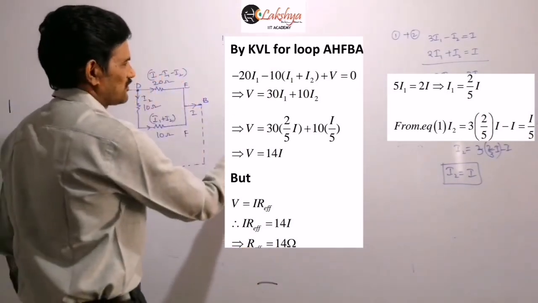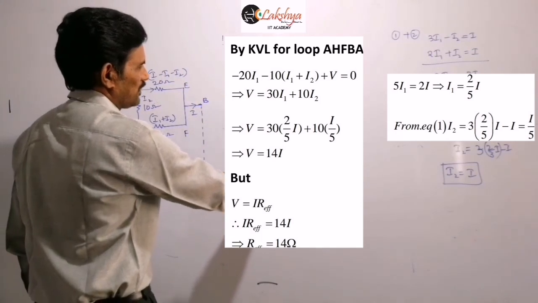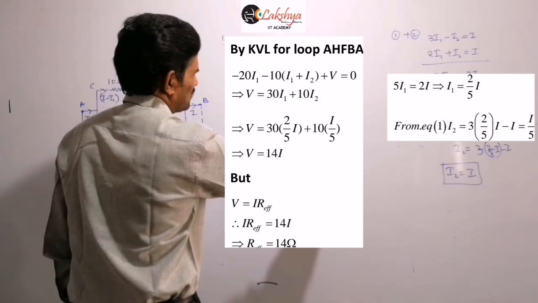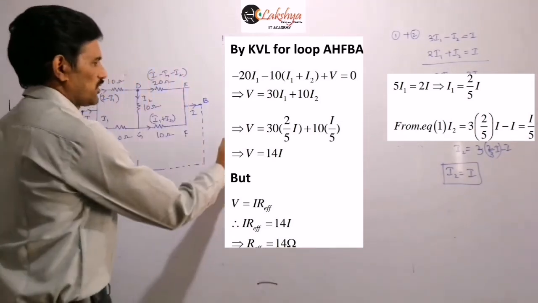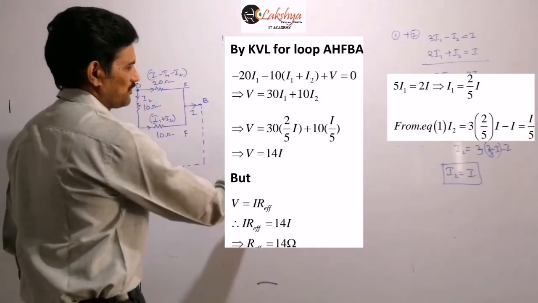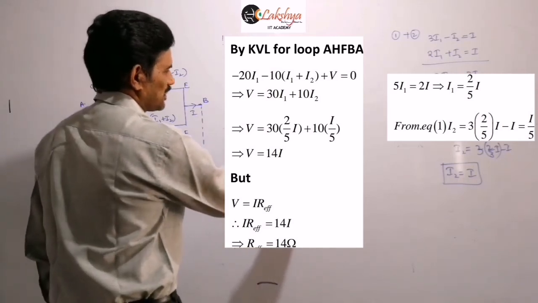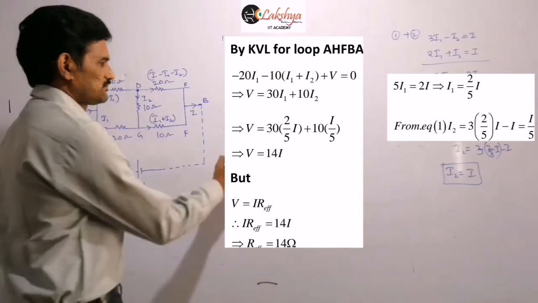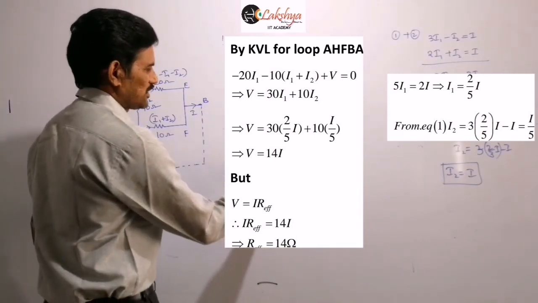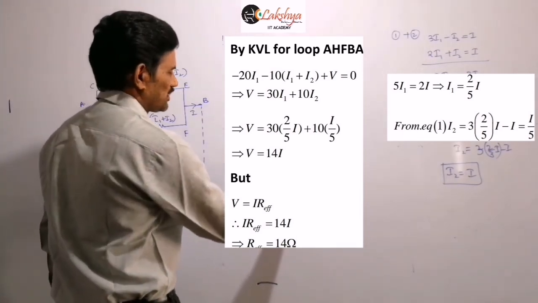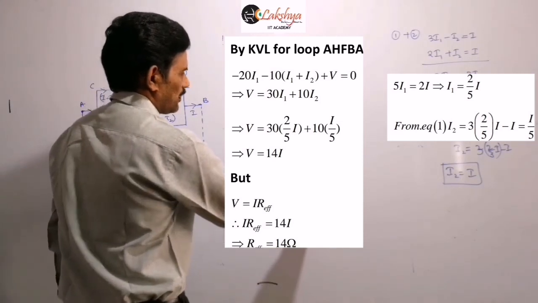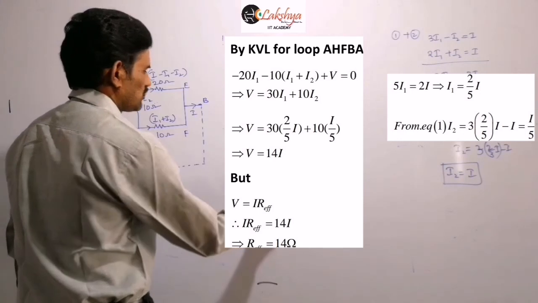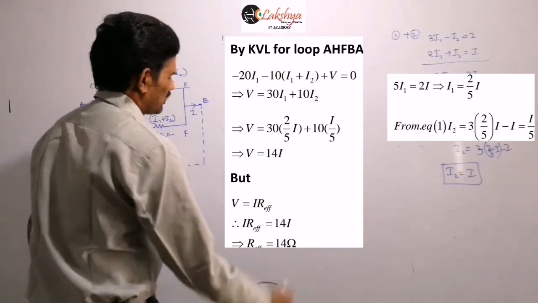Therefore we can write this equation as minus 20 I1 minus 10 I1 minus 10 I2 plus V is equal to 0. Or I can write this equation as V is equal to 30 I1 plus 10 I2. And now substitute the I1 and I2 values in that equation. So 30 into I1, which is 2 by 3 I, plus 10 into I, and therefore V is equal to 30 I, you will get.